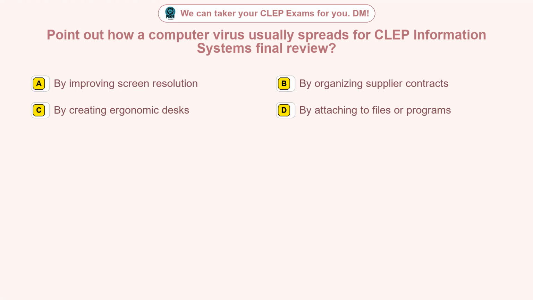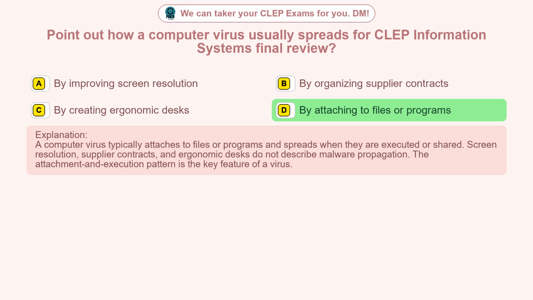Question 39. Point out how a computer virus usually spreads for CLEP Information Systems final review. Option A. By improving screen resolution. Option B. By organizing supplier contracts. Option C. By creating ergonomic desks. Option D. By attaching to files or programs. The correct answer is option D. By attaching to files or programs. A computer virus typically attaches to files or programs and spreads when they are executed or shared. Screen resolution, supplier contracts, and ergonomic desks do not describe malware propagation. The attachment and execution pattern is the key feature of a virus.